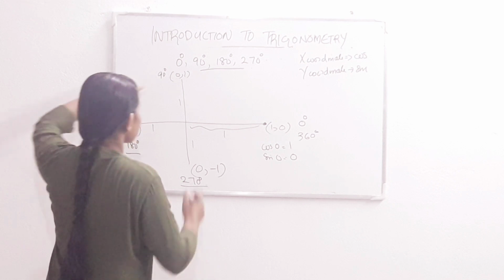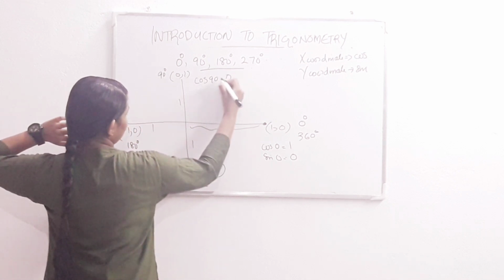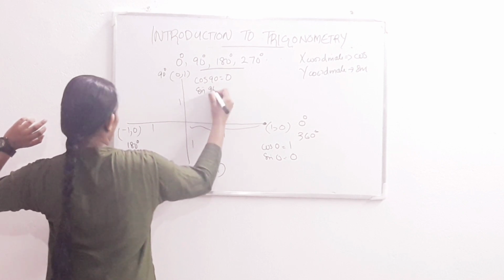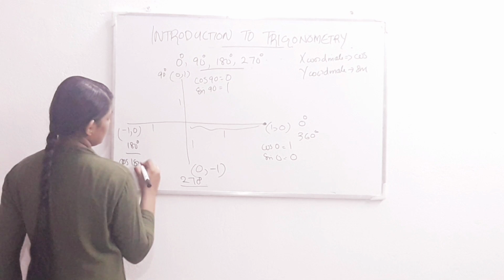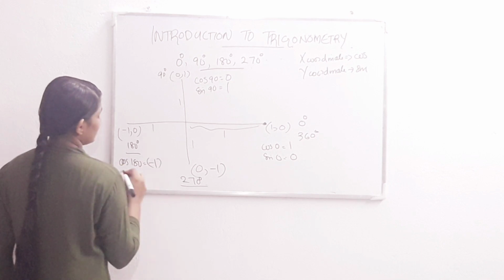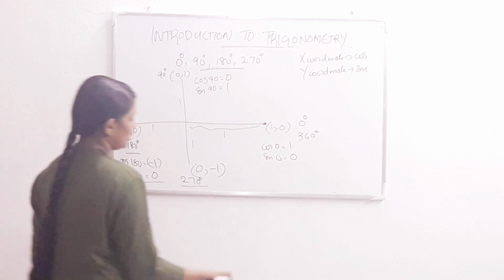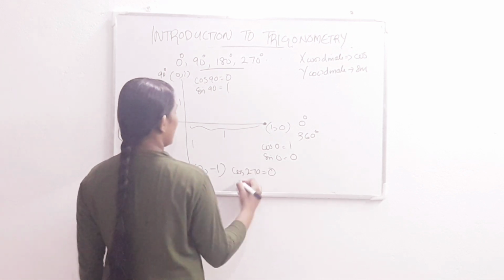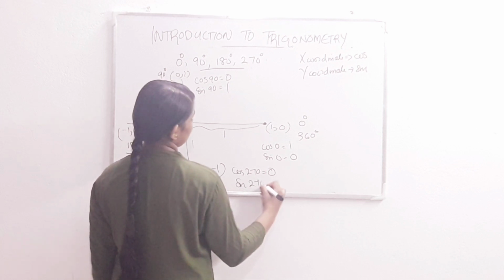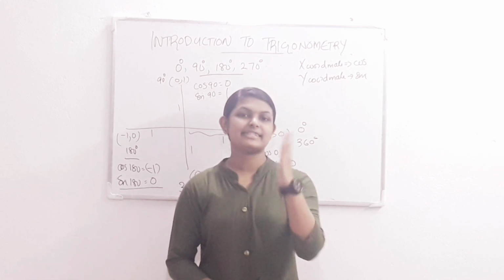Next, cos 90 is equal to the x coordinate, that is equal to 0, and sin 90 is equal to 1. Okay. Cos 180 is equal to minus 1, sin 180 is equal to 0. Cos 270 is equal to 0 and sin 270 is equal to minus 1. Okay.